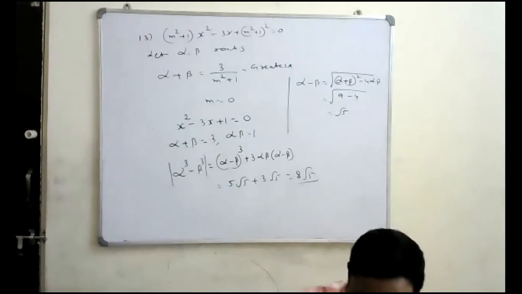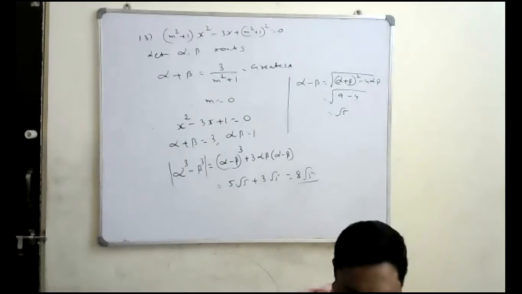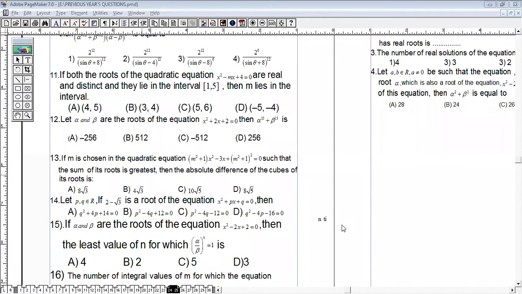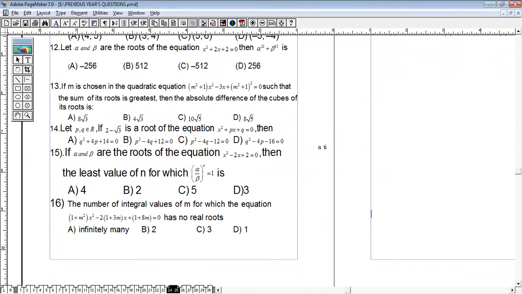Next, look at the next problem. Observe the next problem. It is a simple question. If 2 minus root 3 is the root of the equation, then which of the following options are correct? So you have to remember the options also. You can take a screenshot of this. p, q are real numbers. 2 minus root 3 is the root of that equation. Then which of the following options are correct?